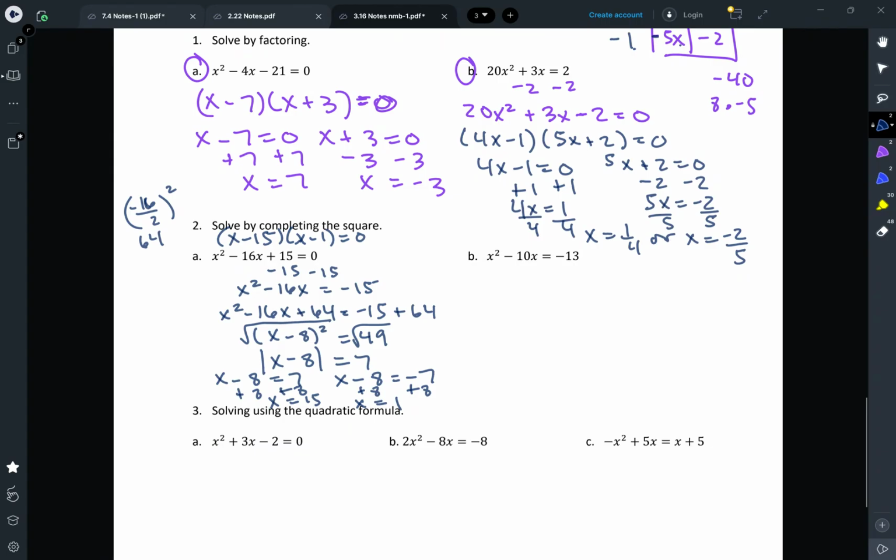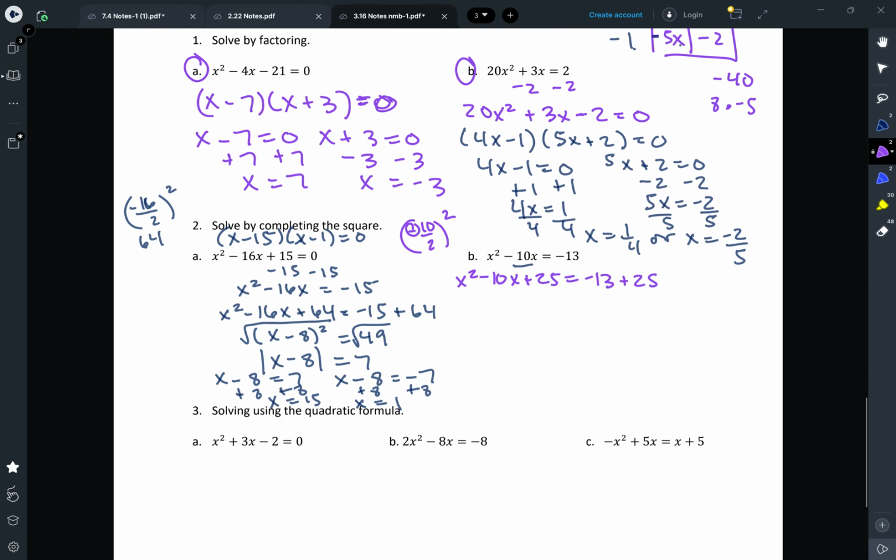I can tell if I move the 13 over and added it on both sides, this wouldn't have been something that's factorable anyway. And I have an even number right here. So it was not factorable. We've got an even number in front of x. This is perfect. So to figure out what to add, I would take negative 10 and divide by 2 and square it. Negative 10 divided by 2 is negative 5. Squared is 25. So really I could just ignore that negative sign, right? I know it's going to be plus for the last term on both sides either way. So I'm adding 25 on both sides.